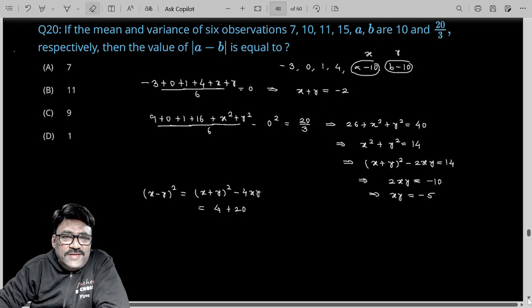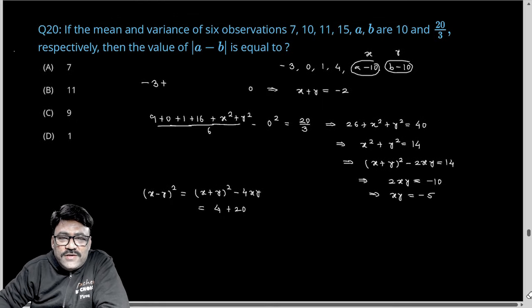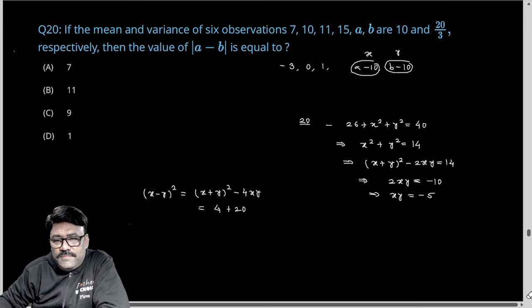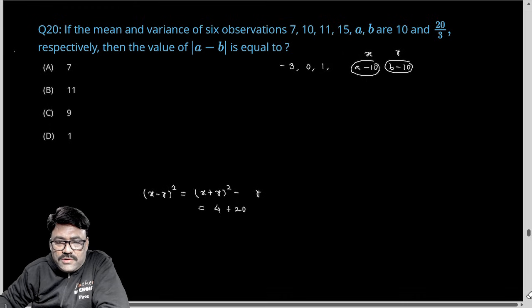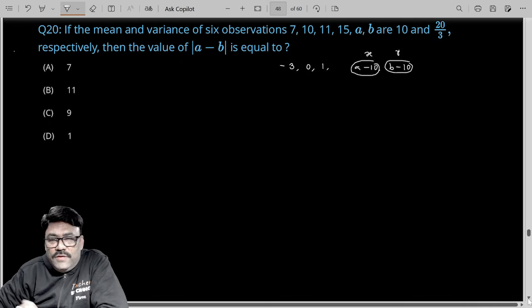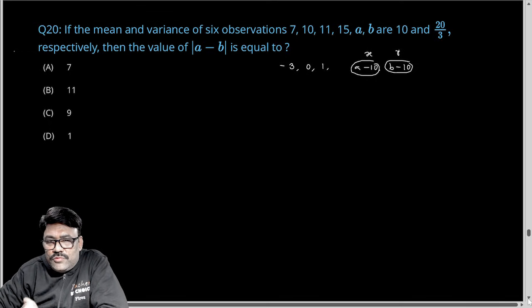Okay, let me erase all these things. The method is absolutely correct, but I've made an error in calculation, in the very first line itself. That's why I'm getting a different answer. And what calculation error have I made? If I subtract 10 from each observation, 7 minus 10 is minus 3, 10 minus 10 is 0, 11 minus 10 is 1, 15 minus 10 will be 5, and I don't know why I've written 4. Then a minus 10, b minus 10.